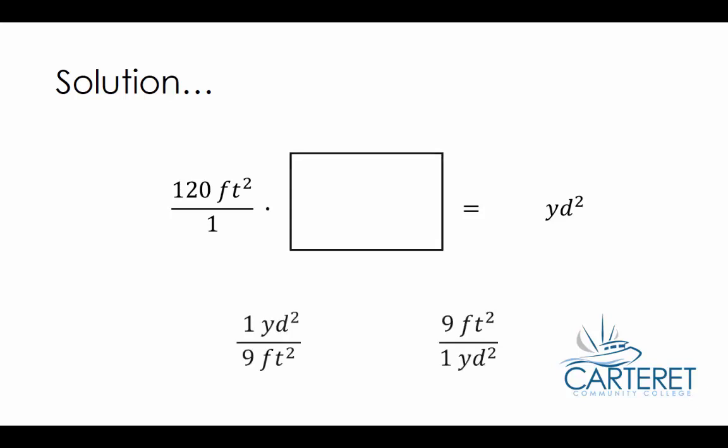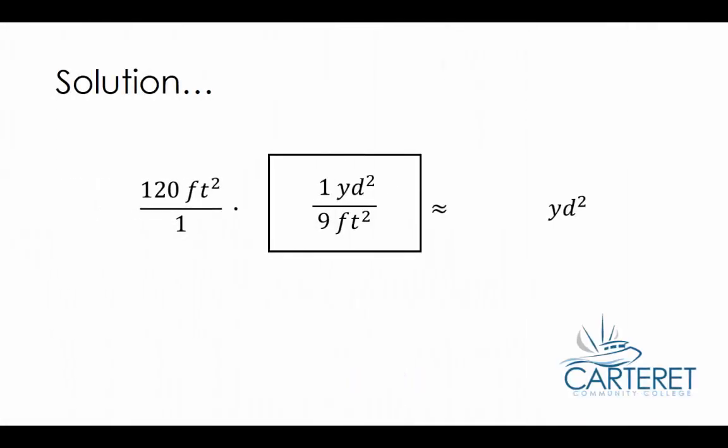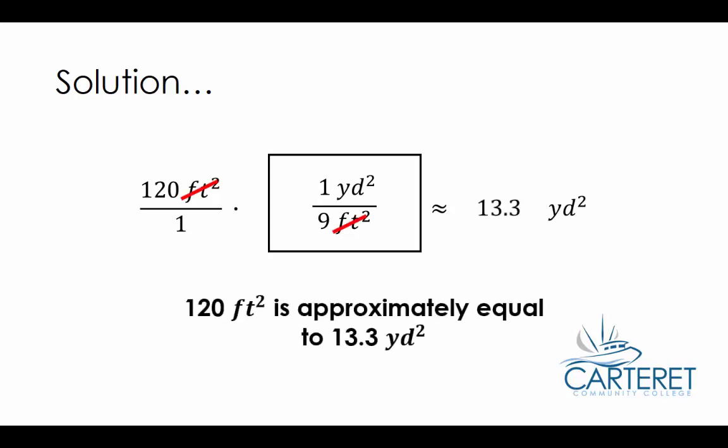Just like before, we need to determine the appropriate unit conversion factor. By taking a look at the units, we can decide which one is appropriate. 1 square yard is equivalent to 9 square feet. Our units of square feet are in opposite parts of the fraction, thus they will cancel when we multiply straight across. We see that 120 square feet is approximately equal to 13.3 square yards.